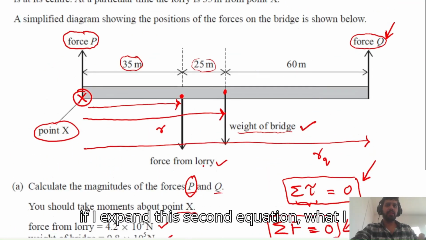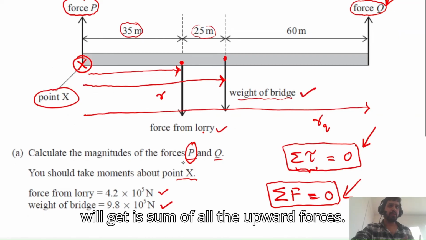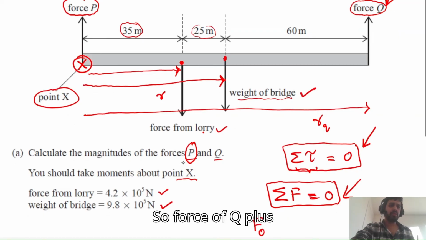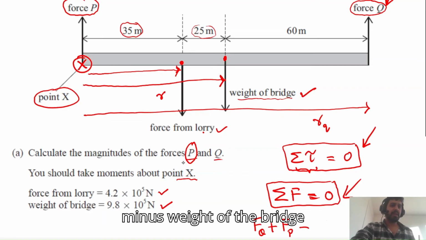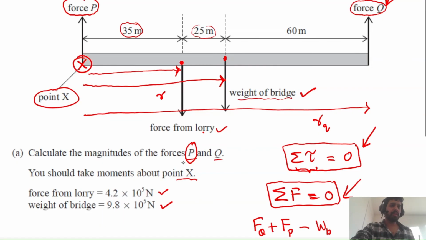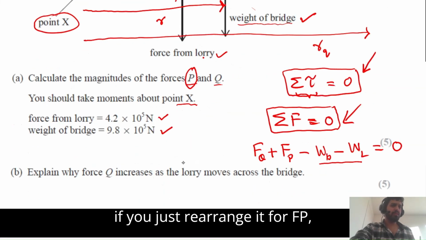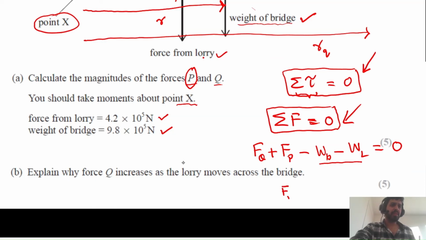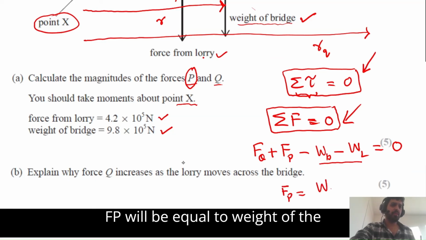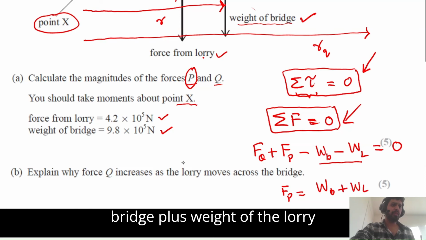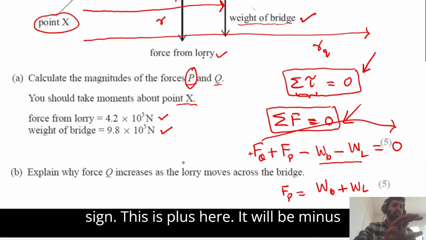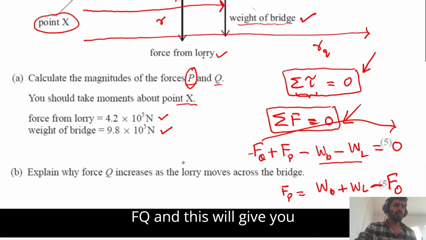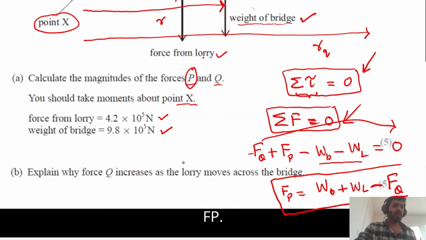So if I expand this second equation, what I will get is the sum of all the upward forces. So force of Q plus force at P, these two are upwards, minus weight of the bridge minus weight of the lorry should be equal to 0. If you just rearrange it for FP, FP will be equal to weight of the bridge plus weight of the lorry, and this FQ also has to go to the other side of the equal sign, so it will change sign. This is plus here, it will be minus FQ, and this will give you FP.